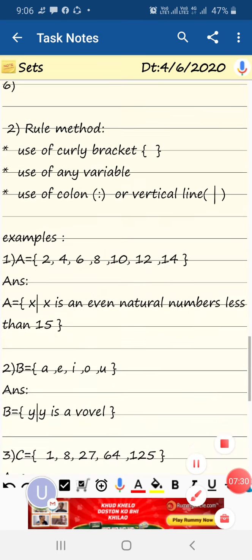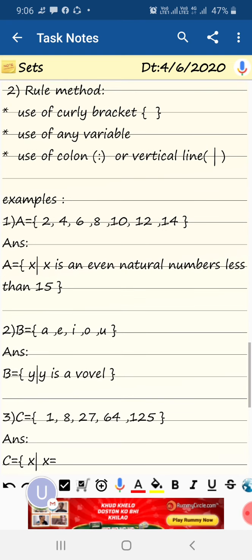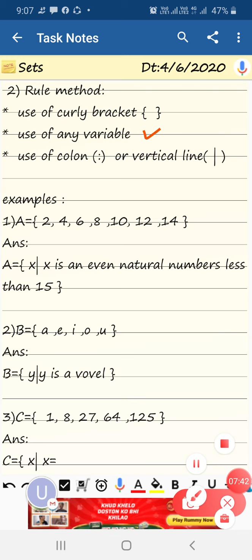Now we will see the rule method. Again, in the rule method there are instructions we have to follow. Use the curly bracket, and then use any variable, and then use a colon or a vertical line. You may use this colon or this vertical line. So now let us see how we can write the rule method.